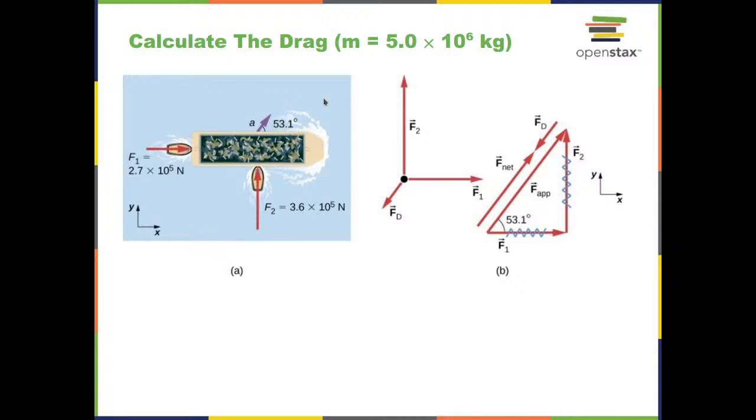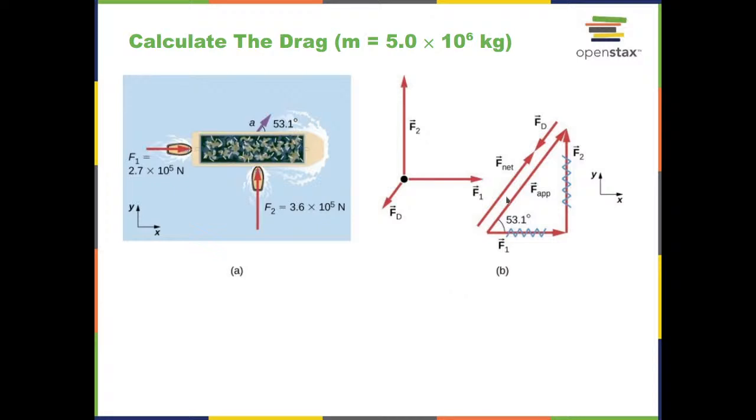So let's assume that the barge starts from rest. So this acceleration is also going to be the direction of the initial velocity vector. And we know that the drag that the water exerts on this boat will be pointing opposite to the direction of motion. So it will be pointing exactly in the opposite direction as the acceleration. So this is going to be the drag. The drag is also going to be at 53.1 degrees, except it's going to be pointing in the opposite direction.